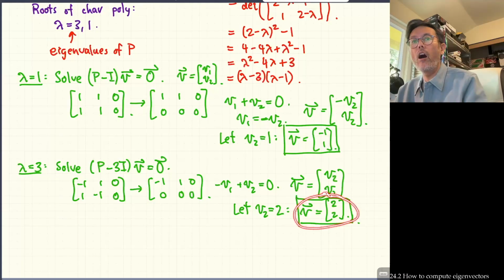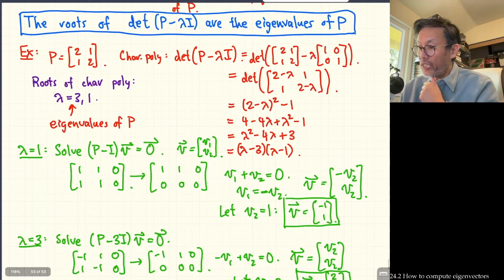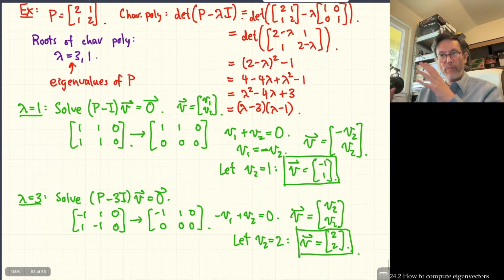As long as the two entries are equal to each other for this particular matrix, and this is very particular to this particular matrix, we get eigenvectors. As long as it's not 0, of course.